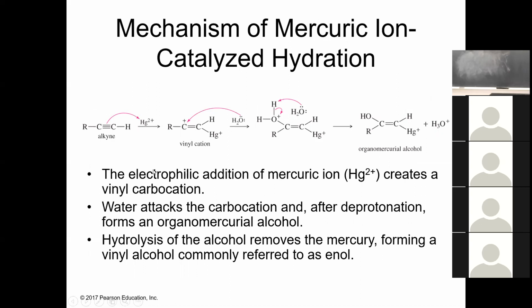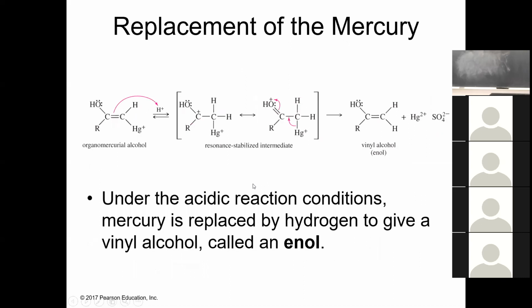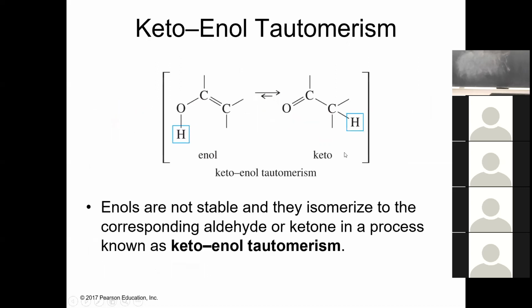Water is actually what adds, but mercury(II) is the catalyst. Now this equilibrium, this is not resonance again, right? This equilibrium is called tautomerism. As I said, most enols are not stable. They isomerize to the corresponding aldehyde or ketone.